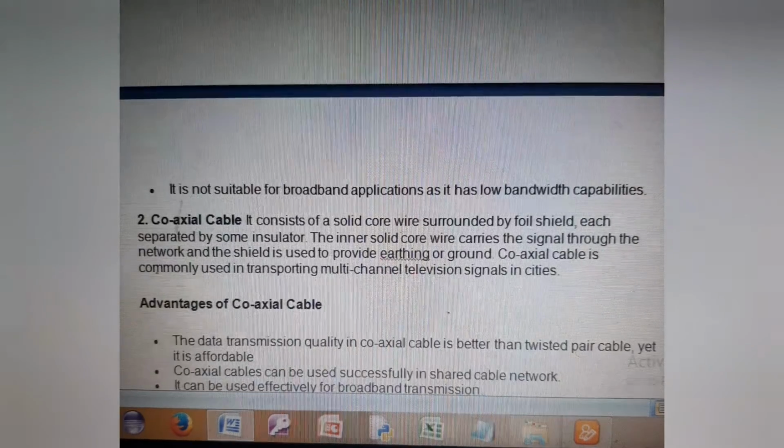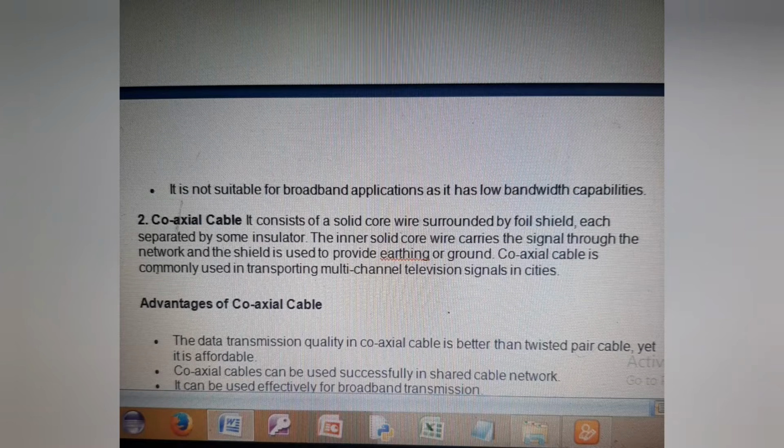Then comes the second, coaxial cable. It has got a solid core wire, which is surrounded by a foil shield, and each of them is separated by some insulator so that they do not get friction with each other by rubbing off each other. This is also known as the cable TV wire. The cable TV that we have at homes, the wire that is used in those connections is coaxial cable.